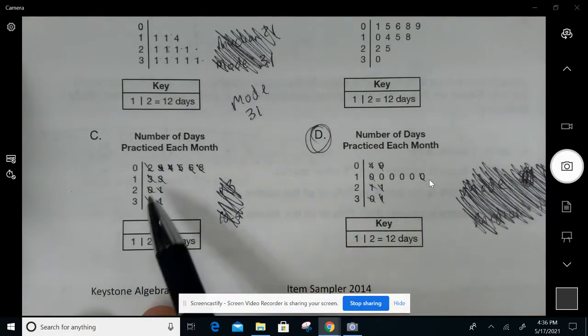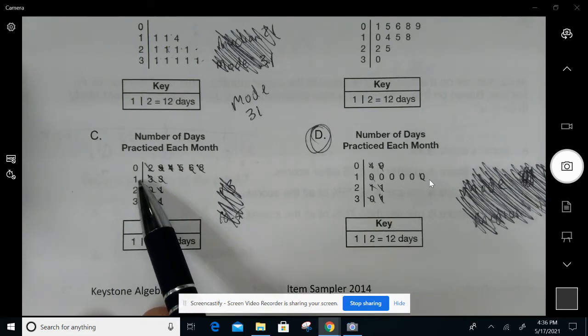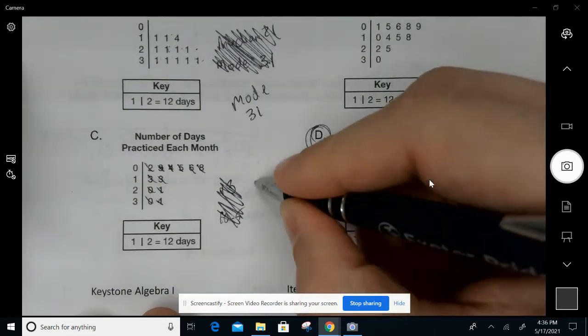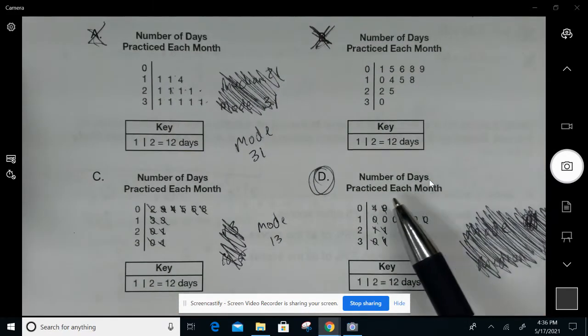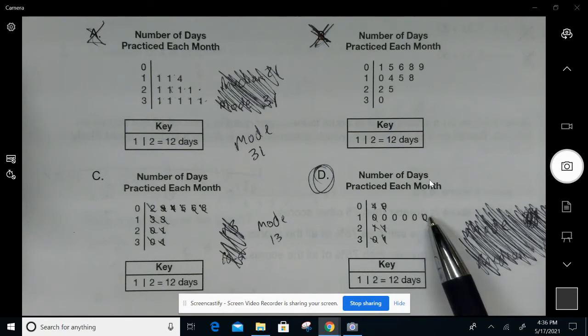For C, you can see I already did this problem once, but the mode would be 13. Because these all show up only once, 13 shows up twice, so the mode is 13. And the mode here would most definitely be 10.